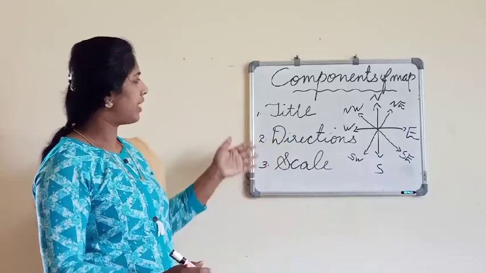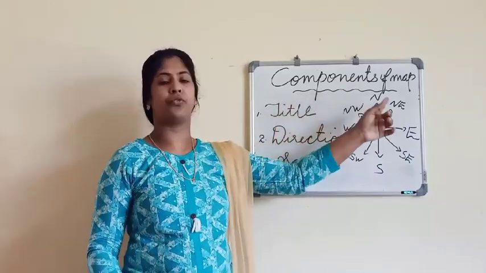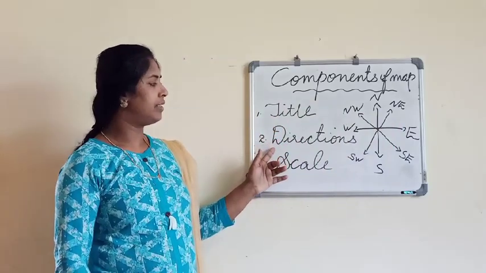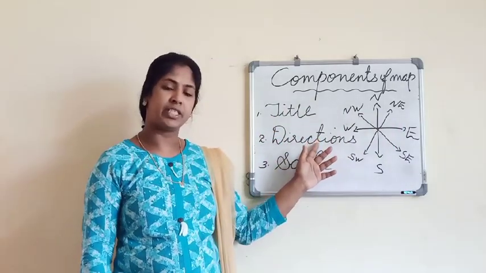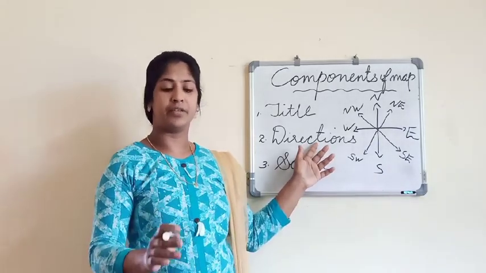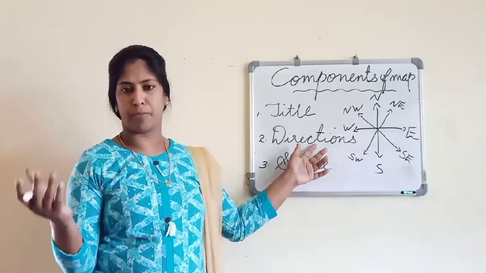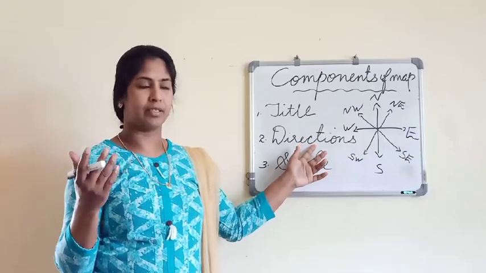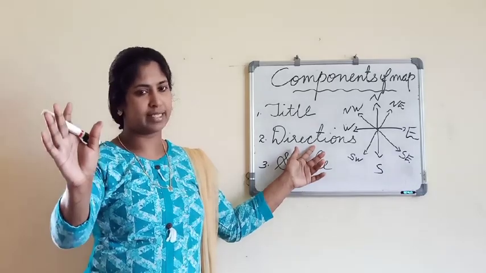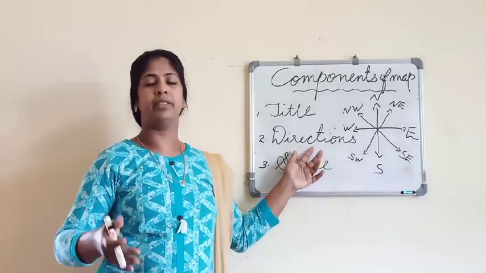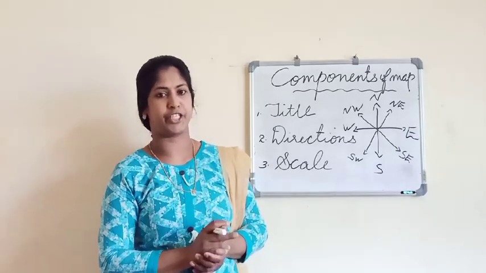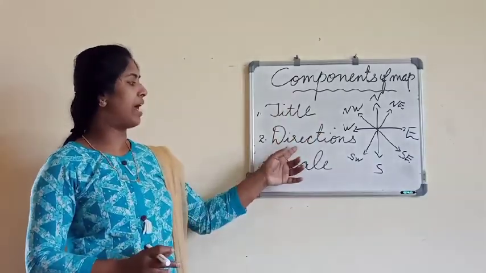So what I am explaining is about the components of a map. First one was title and second one directions. Under directions, we have seen the different methods for finding the directions. Firstly, it was using a magnetic compass. Secondly, it is observing the rising sun. And third one, it is the polar star, observing the polar star and finding the directions. So these are the different methods for directions.